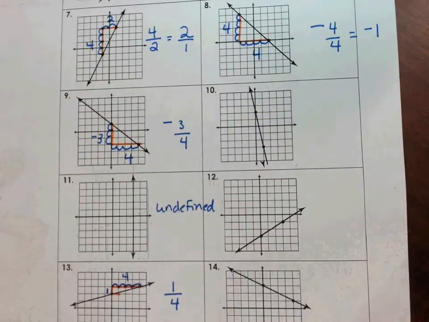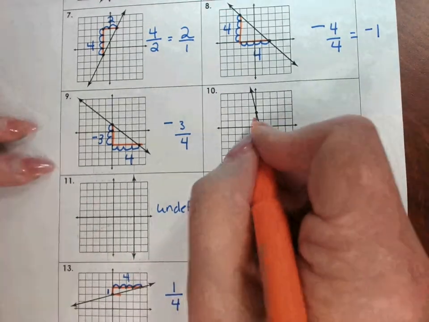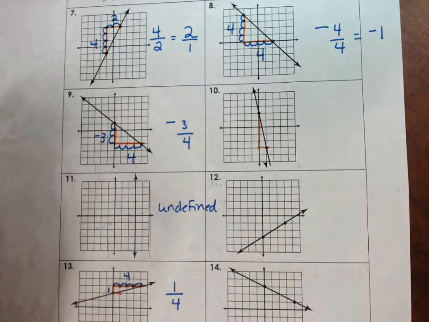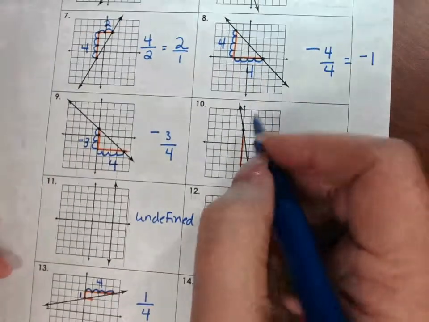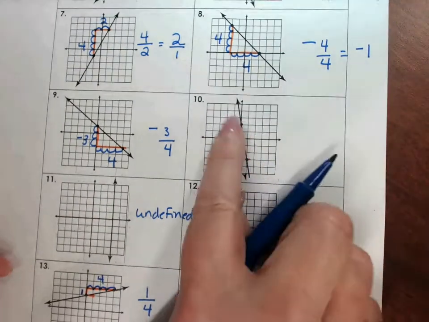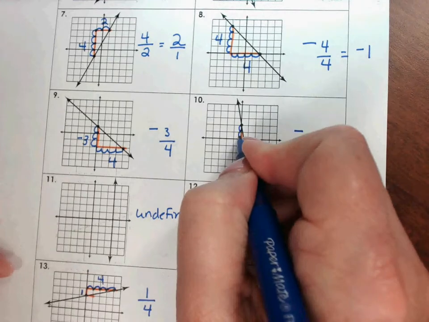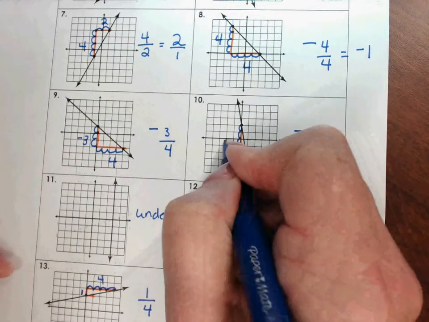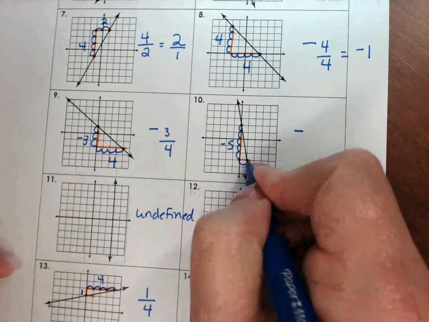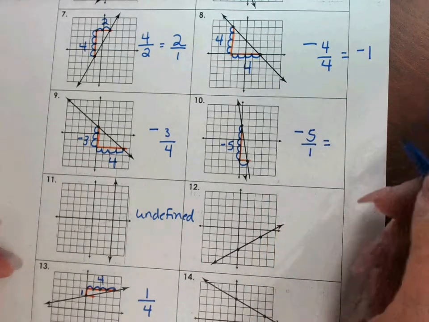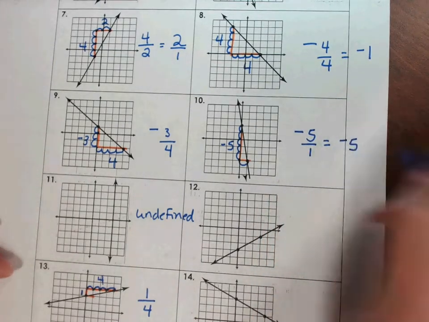All right, number 10. If I do number 10, connect the 2 points that they gave me with my triangle, I notice that this line is going down. I'm going to go ahead and put my negative. 1, 2, 3, 4, 5. Down 5 and over 1. 5 over 1. And that equals, negative 5 divided by 1 is just negative 5.